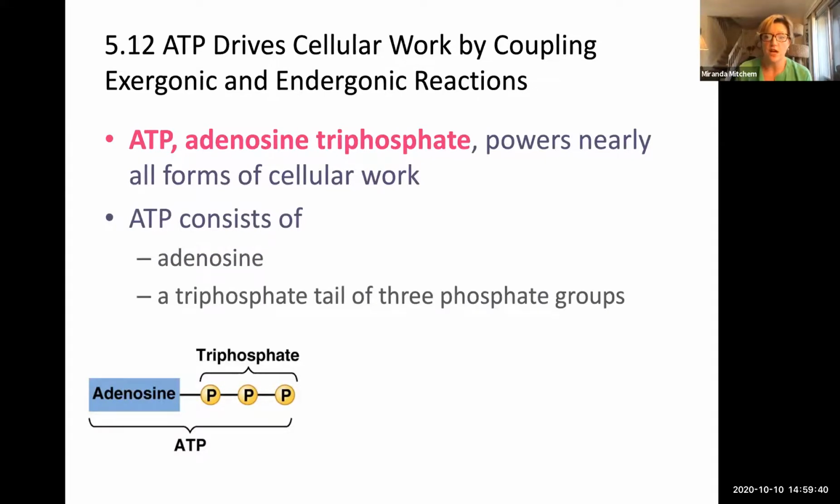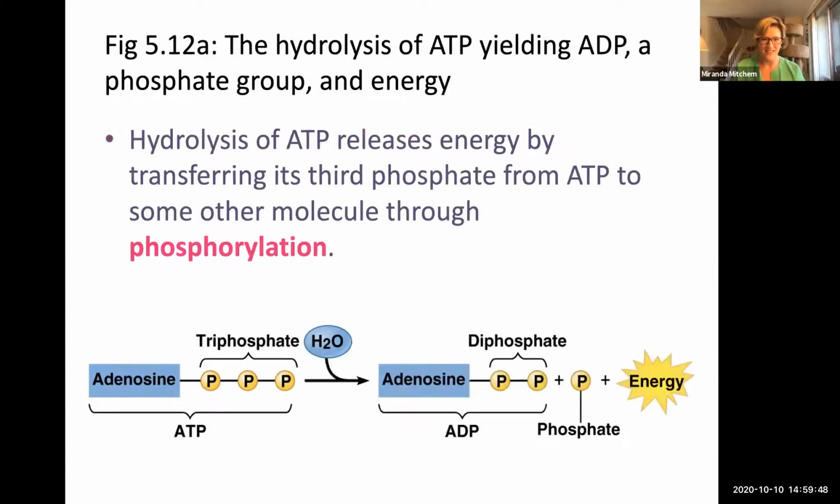So it's got a triphosphate tail, and the energy movement happens when a phosphate group moves. We'll see the cycle. So now we're looking at the hydrolysis of ATP, which means breakdown, right? Go back to our earlier chapters where we learned about hydrolysis and dehydration synthesis. It's the exact same reactions, and we really need to understand them still now.